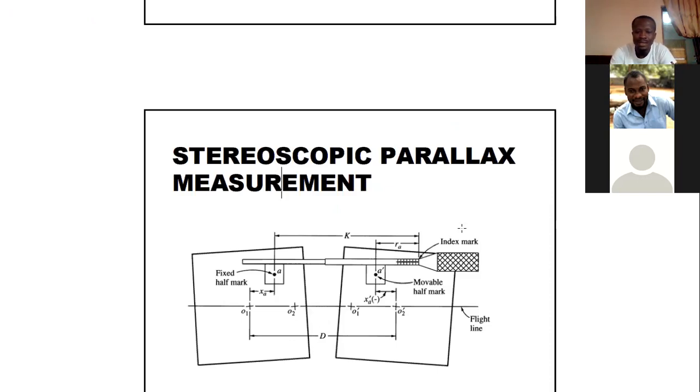All right, now we come to stereoscopic parallax. How do we measure parallax without considering the two photographs? How can we do that? We make use of the parallax bar. So what you see there is the parallax bar, and K is the parallax constant, RA is the reading to any point.